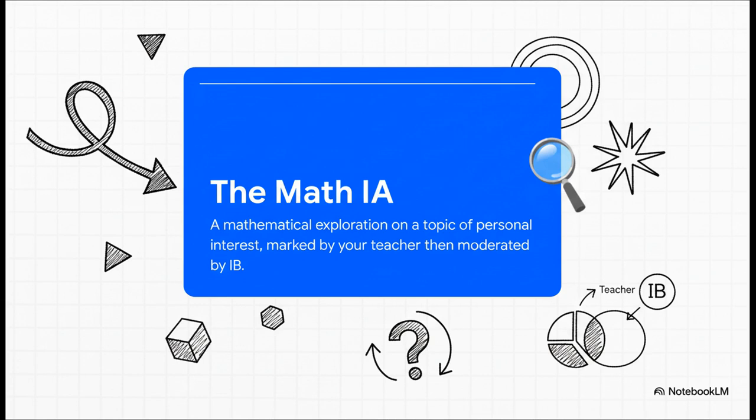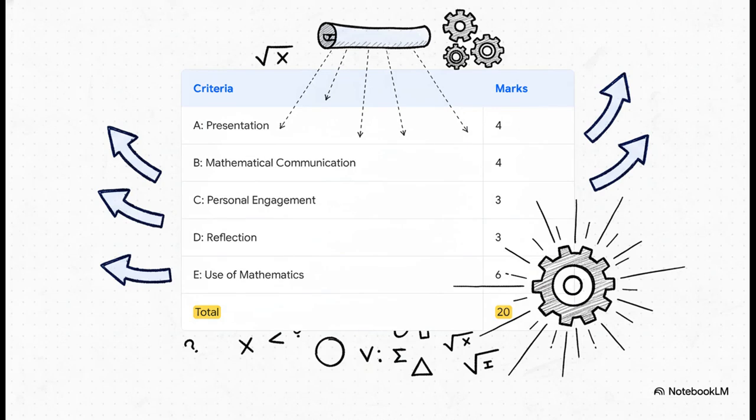And notice that 2-step marking process. Your teacher grades it, and then the IB checks it. We're definitely going to talk more about that checking part a little later on. Now, this table right here, this is basically your blueprint for success. Everything you do, every sentence you write should be guided by these 5 criteria. It all adds up to 20 marks, and you'll want to pay special attention to Criterion E, use of mathematics. That one's the heavy hitter, worth a solid 6 marks.